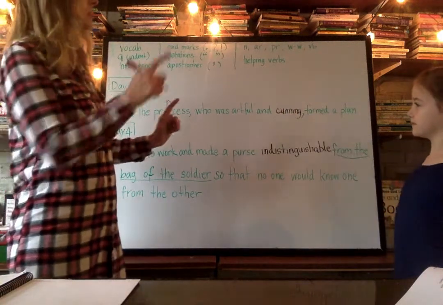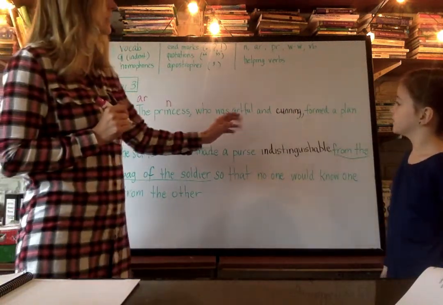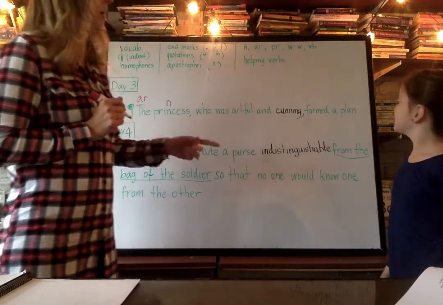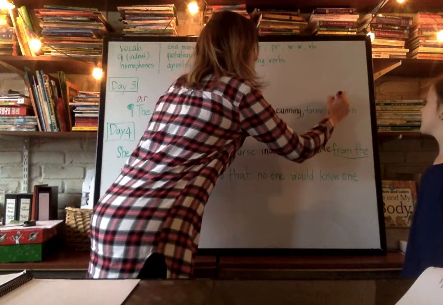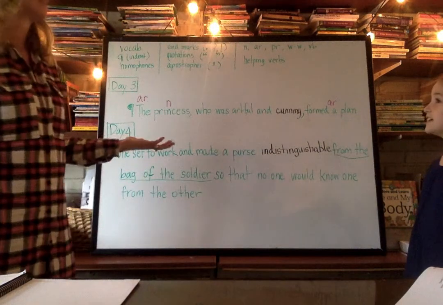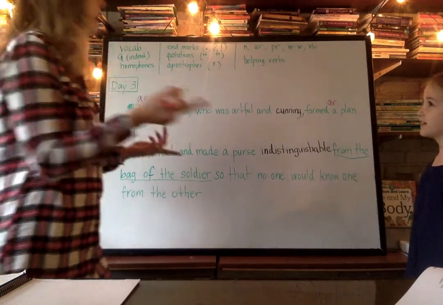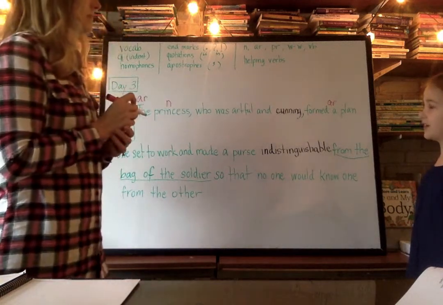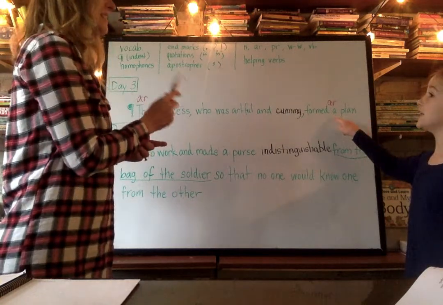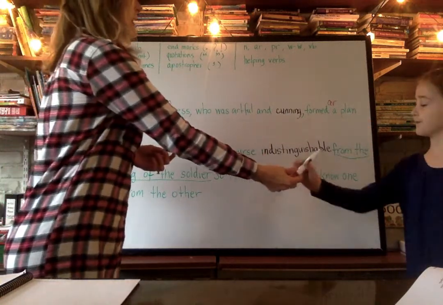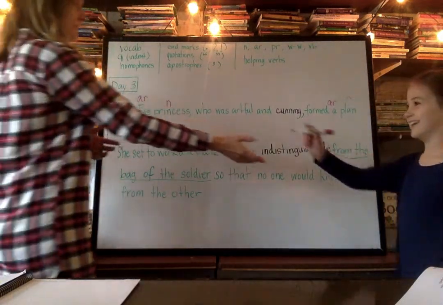The princess, remember, tell me to stop if I come to an article. The princess, who was artful and cunning, formed a plan. Stop. A. A is what part of speech? Article. Very good. A what? Plan. What part of speech is plan? A noun. How do you know? Because it's a thing, and a noun always follows an article. Very good. Why don't you put noun over the word plan? Perfect.